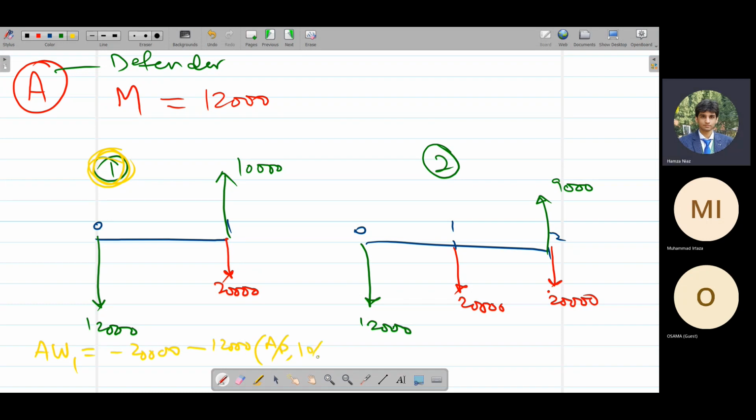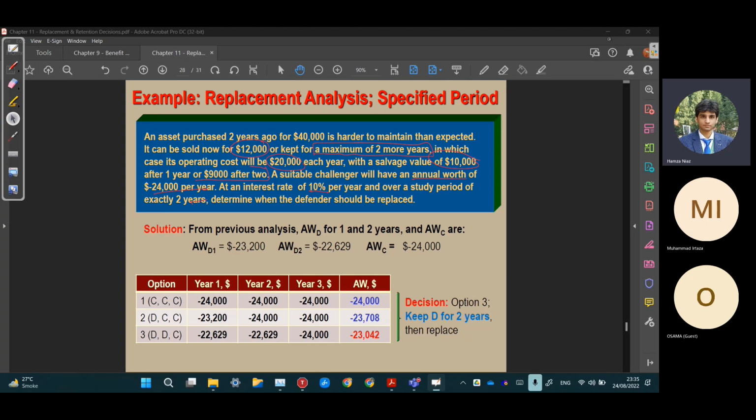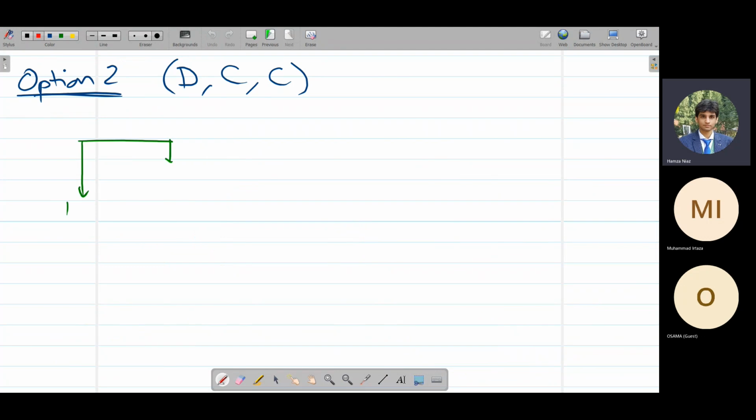The interest rate is 10% and the number of years is 1. Similarly, plus 10,000. We need to find A, and we are given F. The interest rate is 10% and the number of years is 1. So we can simply use this formula and get the annual worth of this first value. It's fine. So they have found this as 23,200.